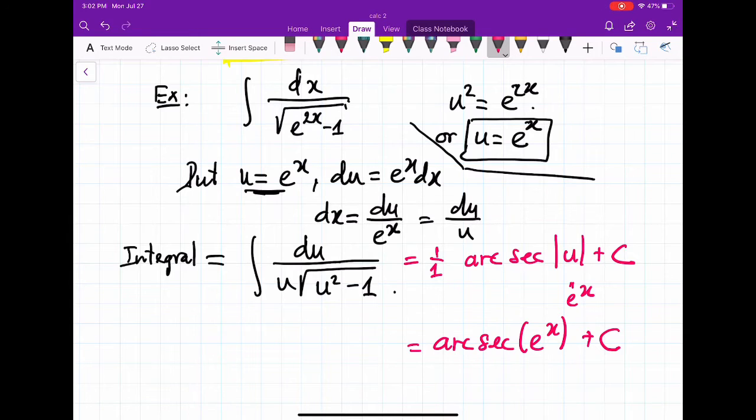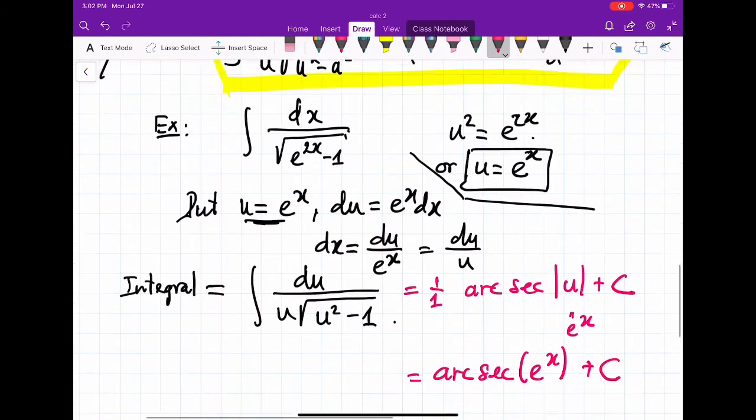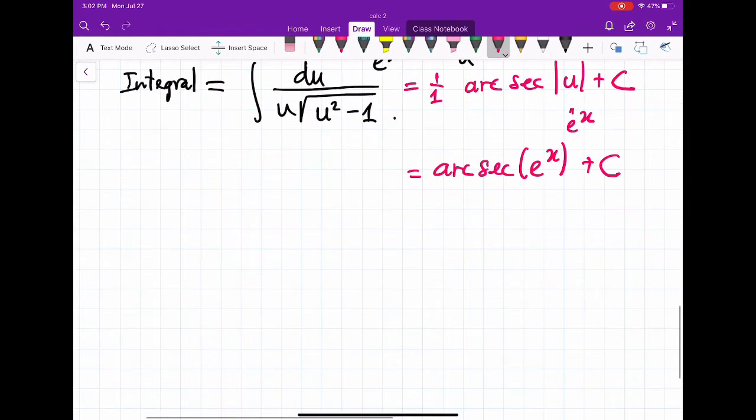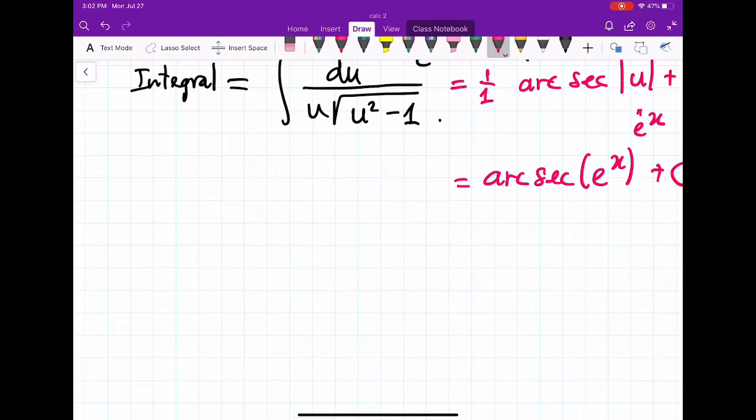Whatever you want to do, sometimes we need to do some substitution and we need to do some steps in order to get one of these formulas, that will not give us directly. Okay, so we need to work a little bit. Let's consider another example.